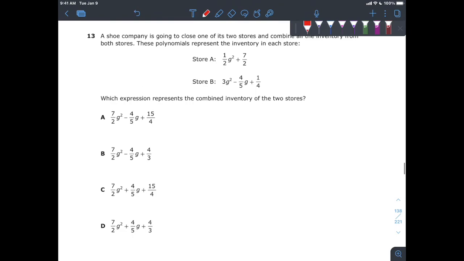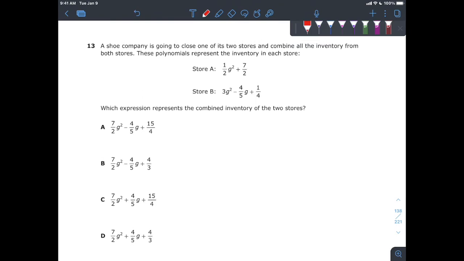All right. A shoe company is going to close one of its 2 stores and combine all the inventory from both stores. These polynomials represent the inventory in each store. Which expression represents the combined inventory of the stores? So, of course, I can go ahead and set this up. I can run a test to verify. So in my calculator, we can do a test or a graph match to verify my answer.